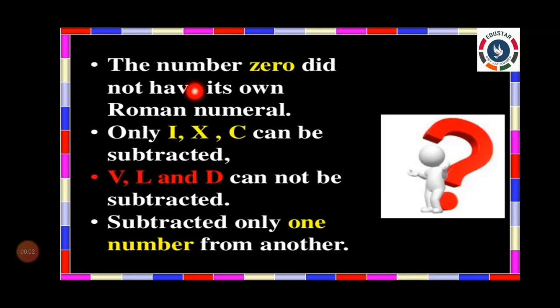The number 0 does not have its own Roman numeral. Only I, X, C can be subtracted. V, L and D cannot be subtracted. Subtract only one number from another. Already explained that.